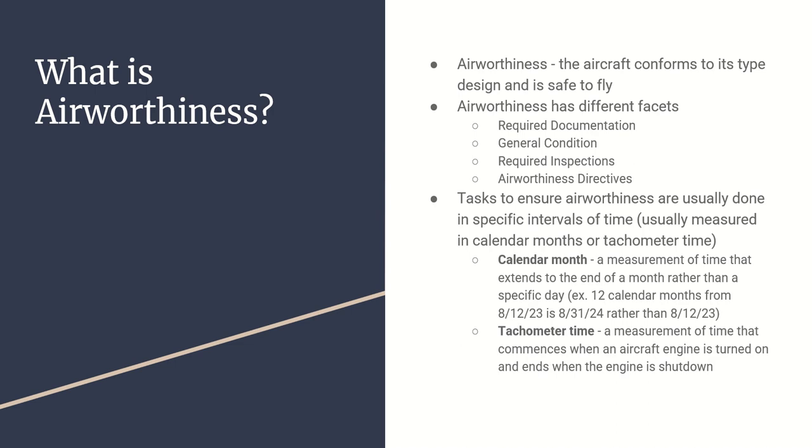Tachometer time, or tach time like we call it, is another unit of measurement for inspection time frame. The tach is a meter that shows not only your RPMs, or revolutions per minute, but also how much time that engine has been running for. So as soon as you crank that engine up, and it turns over and is running, that tachometer is gaining time. Sometimes there's a number of hours between one inspection and the next that we have to observe and respect. So calendar months and tach time.